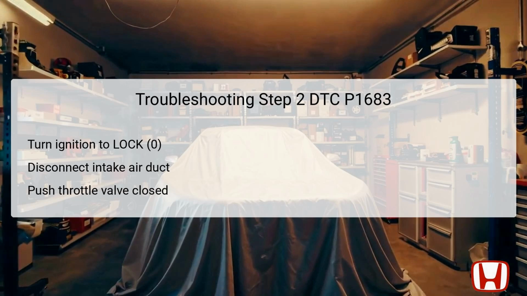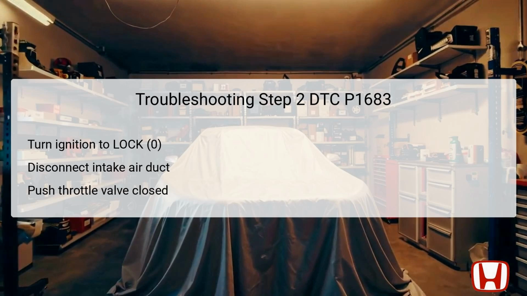Following this, the intake air duct will need to be disconnected from the throttle body. This allows for unimpeded access to the throttle valve for inspection. The next step is to manually push the throttle valve closed to verify its mechanical functionality.